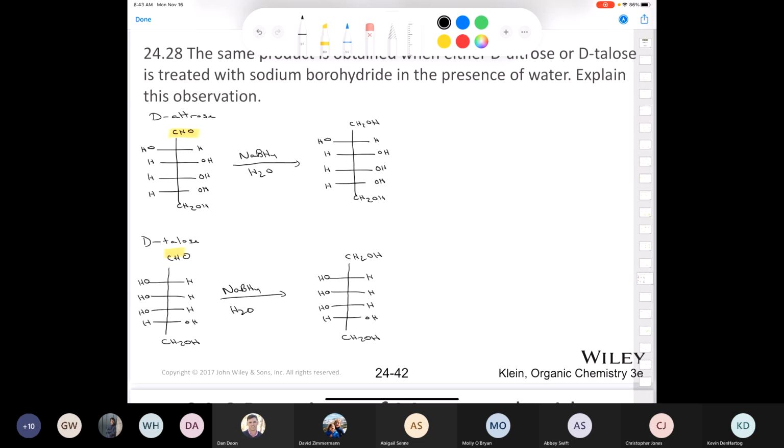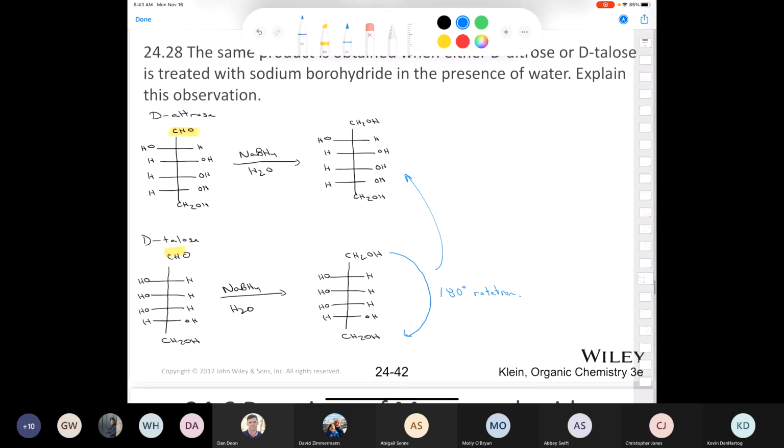Okay. And it says here the same product is obtained whether you reduce either D-altrose or D-talose. Well, hopefully you can see that if you were to take this and rotate it 180 degrees, you would end up with this compound, right? They're identical. So the structures are identical. All right, there we go. Give me a thumbs up if you follow me on that one.